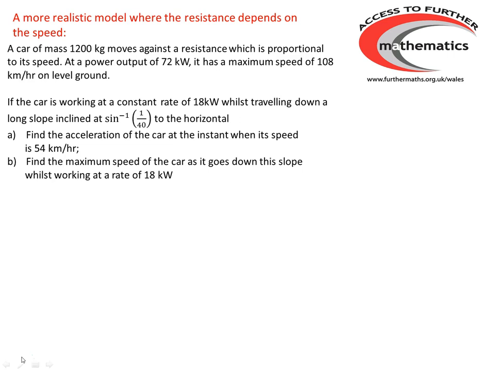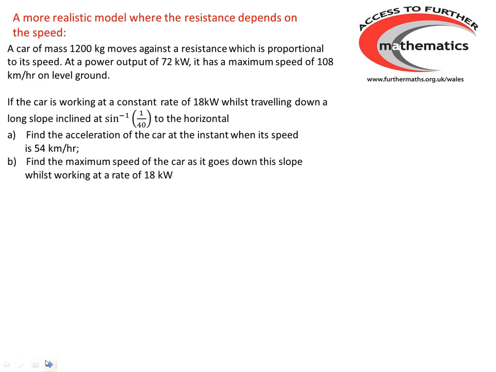If the car is working at a constant rate of 18 kilowatts while travelling down a long slope inclined at sine inverse of 1/40th to the horizontal, we have to find the acceleration of the car at the instant when its speed is 54 kilometers per hour, and we have to find the maximum speed of the car as it goes down this slope if it's working at a rate of 18 kilowatts.